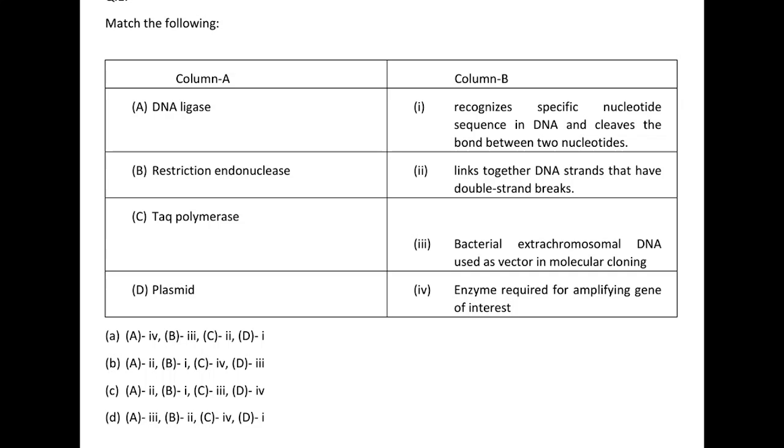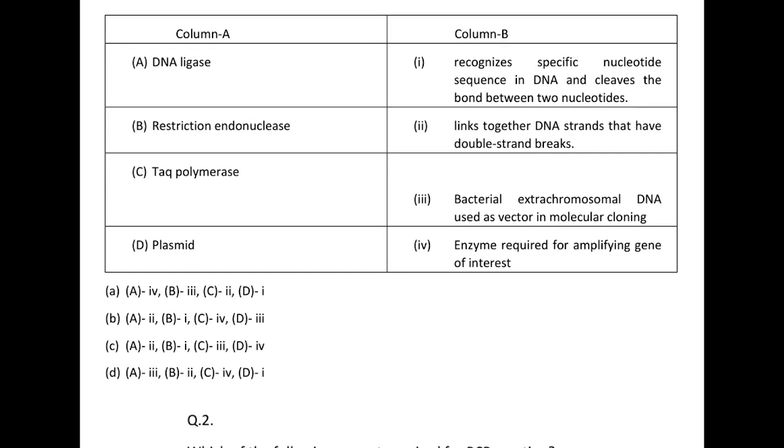Okay, so let us go from column B. Recognizes a specific nucleotide sequence in DNA and cleaves the bond between two nucleotides. That is the activity of a restriction endonuclease. So B1. Then, links together DNA strands that have double-stranded breaks. This is by a DNA ligase. So A2. Bacterial extrachromosomal DNA used as a vector in molecular cloning. That is a plasmid. And the enzyme required for amplifying a gene of interest. That is Taq polymerase.